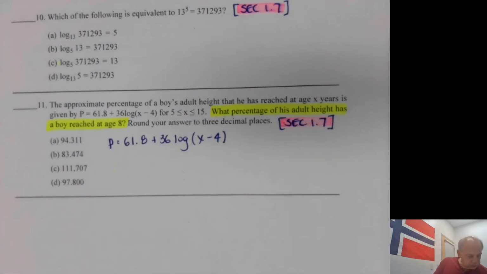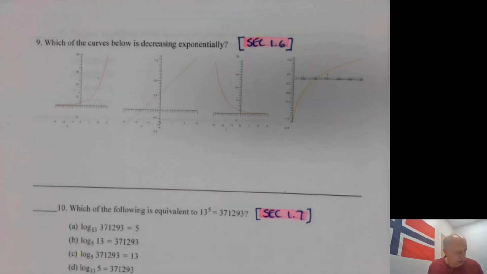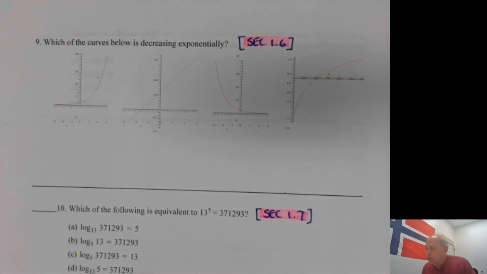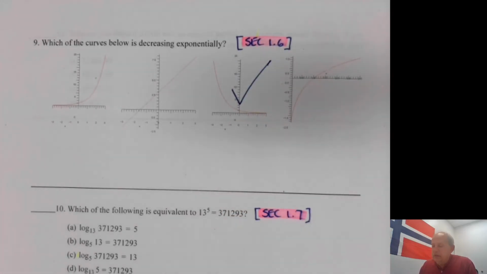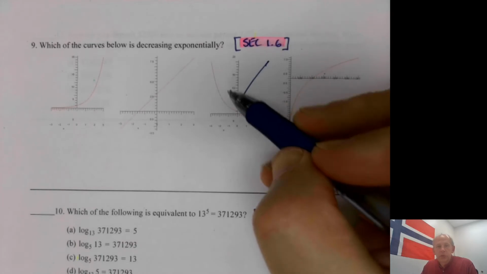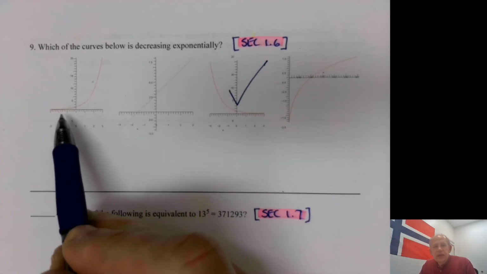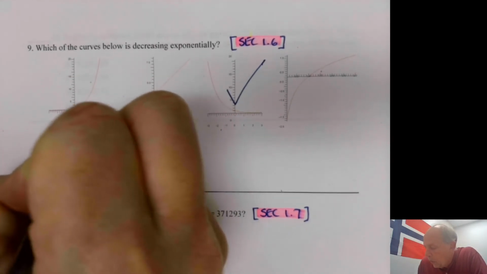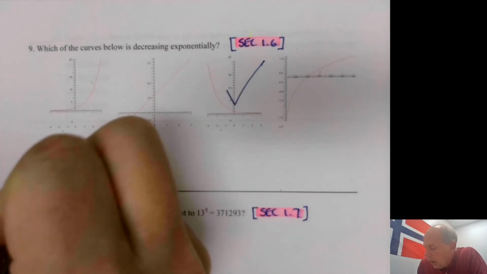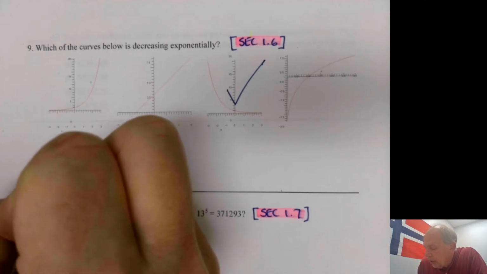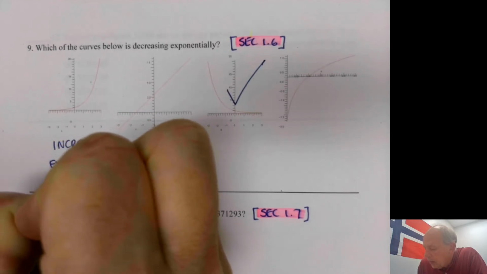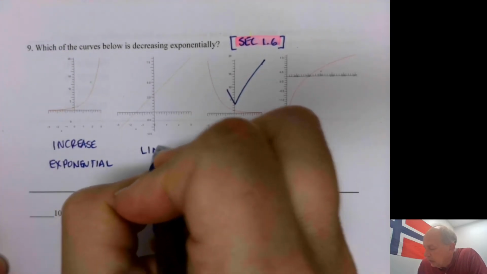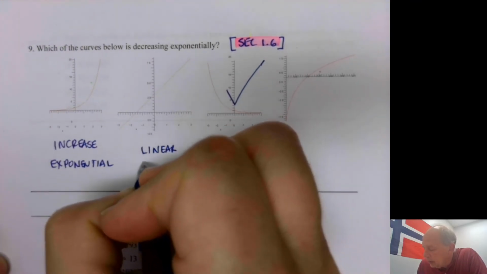Let's take a look at number 9. What we have for number 9 is to determine which one of these graphs is decreasing exponentially. There is my graph right there. It swoops down. This increases exponentially. So it's swooping up. This next choice would be linear. It's a line. There's the word line.